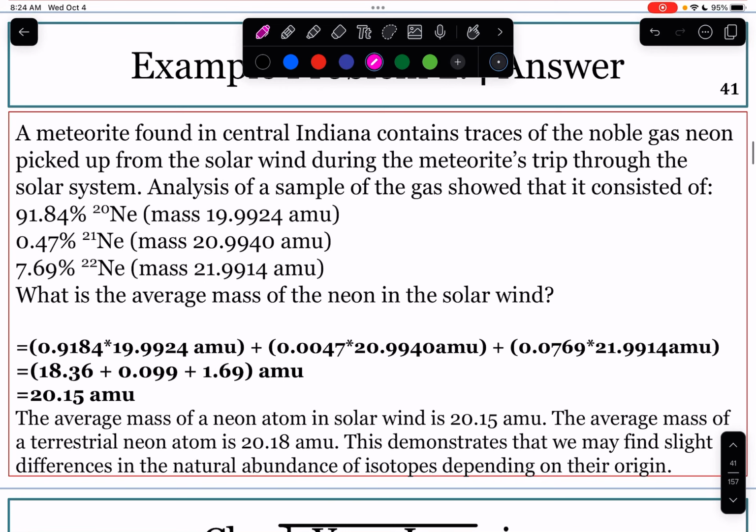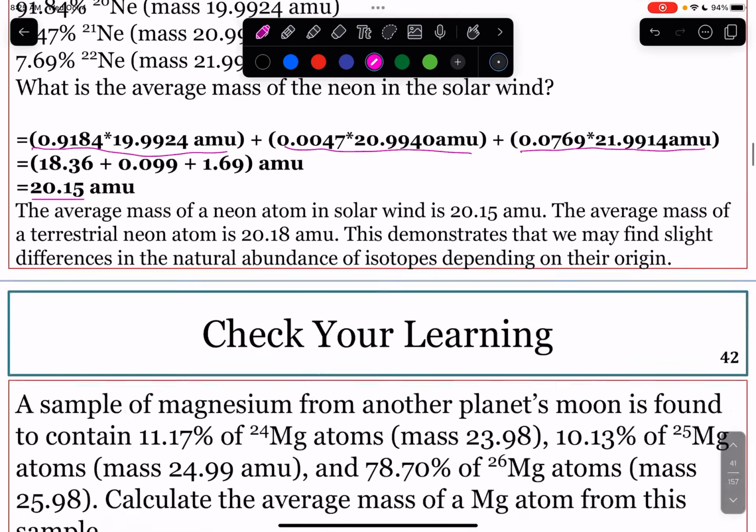So here's how you would set up the problem. For each isotope, take the mass multiplied by its relative abundance, and then we come out with 20.15 AMU for the average atomic mass of the neon found in the solar wind. The average mass of a neon atom in solar wind is 20.15. The average mass of terrestrial neon, or neon on Earth, is 20.18 AMU. This demonstrates that we may find slight differences in the natural abundances of isotopes depending on their origin.